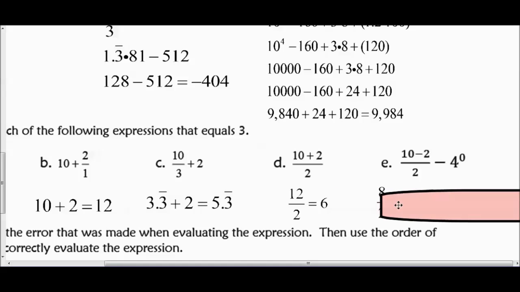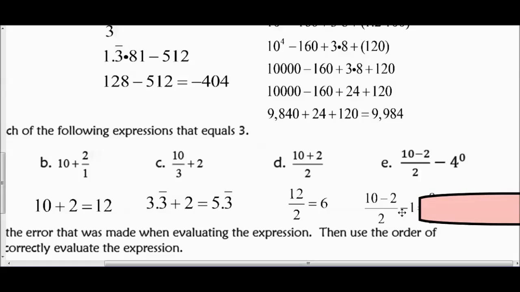Let's do the exponent first. 4 to the 0th power, actually anything to the 0th power is really just 1. You can test that in the calculator by using the y to the x key. And now we'll start in on that fraction.